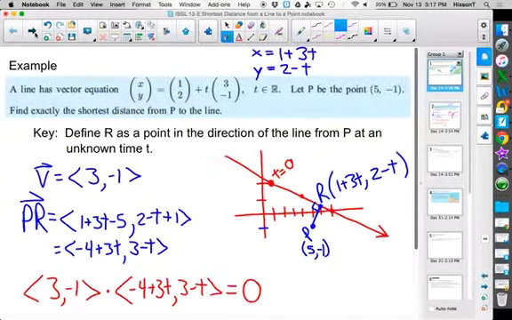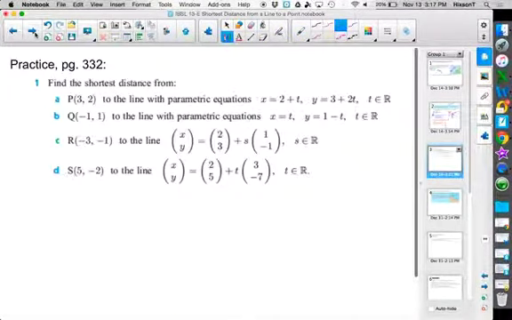So, let's try a couple others, okay? I'm not going to do all 4 of these, but let's try part B here. We want the shortest distance from point Q, which is (-1, 1), to the line that has the parametric equations x equals t, y equals 1 minus t. So notice they gave us the parametrics in this case.